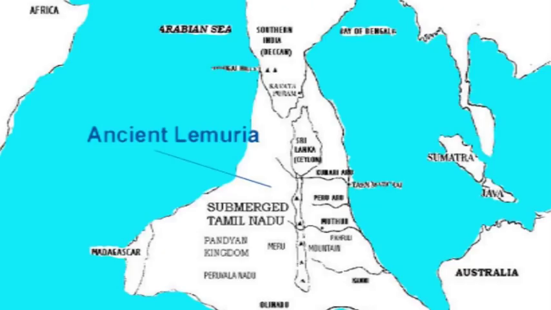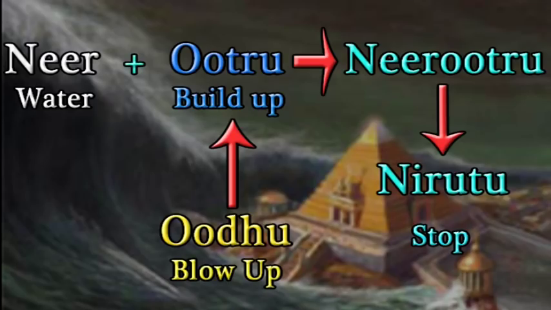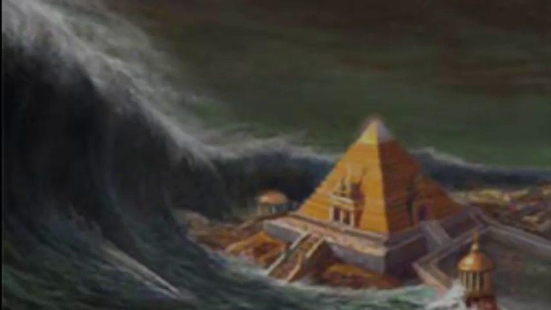Humankind was destroyed by the floods 10,000 years ago south of Lanka. The floods shall be called as Neer Utru. Neer means water in Tamil and Utru means buildup. This word Utru should have originated from the root word Udu meaning blow up. The buildup of water led to the submergence of Kumari continent. That submergence stopped the existence of mankind. Neer plus Utru, Neerutru, Nirutru, Niruttu.